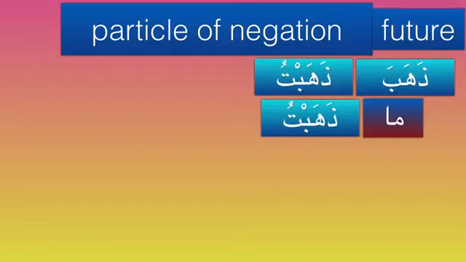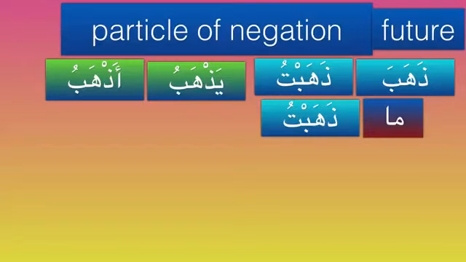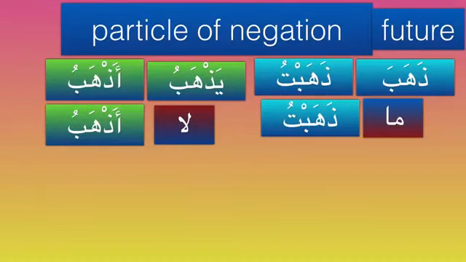If I want to negate a sentence for the present, how do we say? For example, dhahaba. If you say yadhabu, we say he is going. If I want to say adhabu, so I am going. If I want to say I am not going, what do we bring? We bring la. So this la is harf nafiya, la nafiya, where you're just negating. No, I am not going.